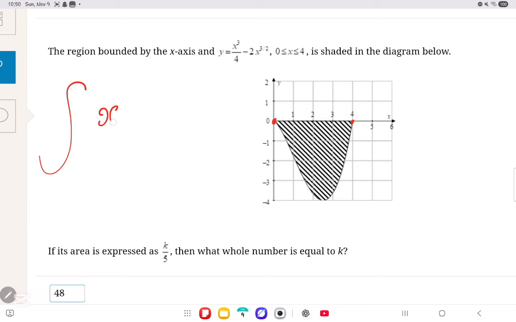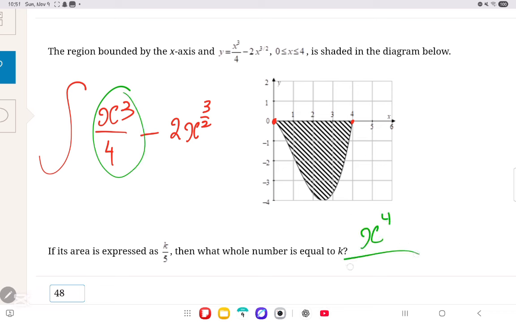The integration factor is x to the power of 3 over 4 minus 2x to the power of 3 over 2. We will need to do integration for this. We first start with this one. It will be x to the power of 3 plus 1, which is 4, over 4, so 3 plus 1, which is 4. So it's going to be x to the power of 4 over 16 minus 2x to the power of 3 over 2. So minus 2x to the power of 3 over 2 plus 1. How much is that? I think it's 5 over 2. Yeah, the power of 5 over 2 divided by 3 over 2 plus 1, which is 5 over 2. This will need to be simplified a bit more.